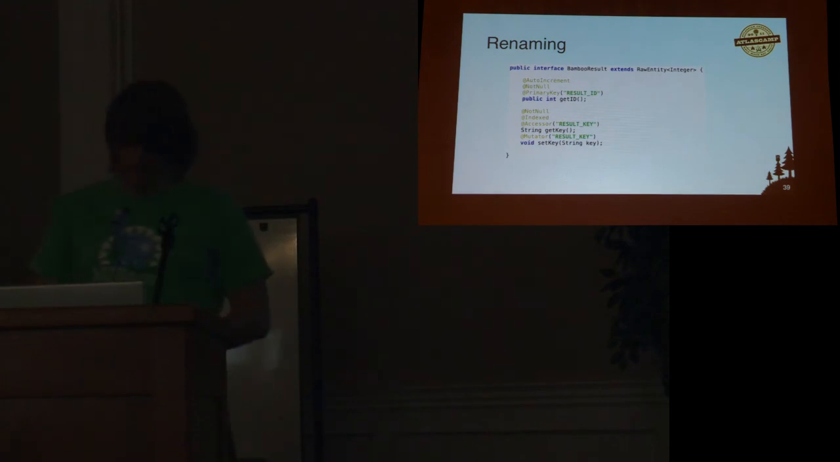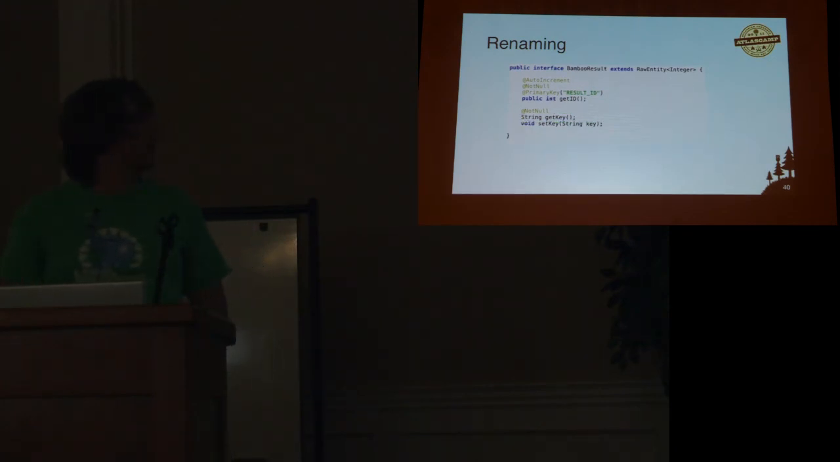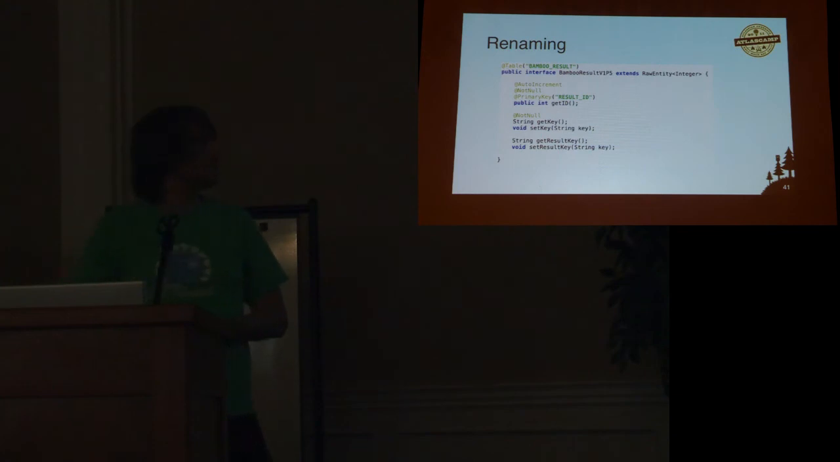So the way that I did that, and that you can do that, is that you take the original interface, and you rename it, or copy it. I've copied it to Bamboo Results version 1.5, and I've annotated it with the annotation. That will tell ActiveObjects that I'm actually referring to the Bamboo result table, and it's not going to be a Bamboo result v1p5 table. So that's a really important annotation. That allows you to have multiple versions of your schema over time, and it will always refer to the same table. I've then also added this get result key and set result key accessor mutator.